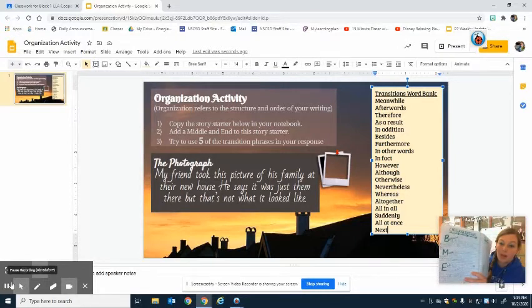I'm going to read you what I have. My friend took this picture of his family at their new house. He says it was just them there, but that's not what it looked like. In fact, I wasn't even sure if my eyes were playing tricks on me. I was hesitant to point out the shriveled fingers reaching from the old curtains behind his smiling family. Suddenly, a chilling feeling ran down my back as I realized what had happened at his new house a few years before. The police lights filled the streets as we heard murmurs of the neighbors' speculations as to what had happened.